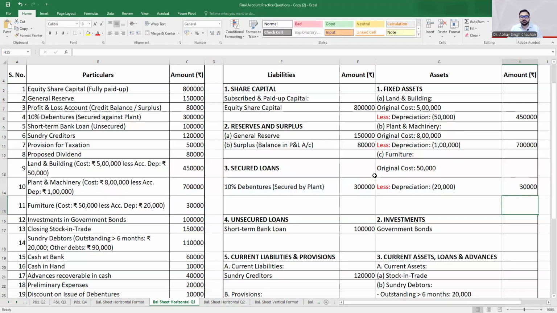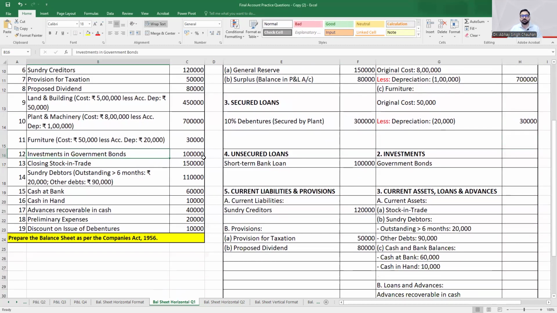Then the next one is the 12th point, that is investment in government bonds. See, investment in government bonds. When we look into the investment in government bonds, it is a long-term investment. So the value of these investments will go into the investments category. The value is 1 lakh rupees, so directly we'll put this value, 1 lakh, over here.